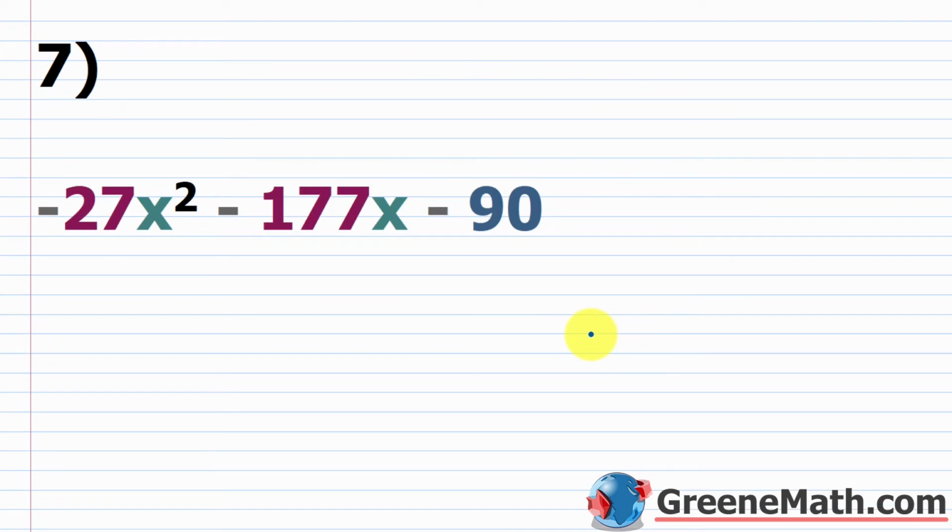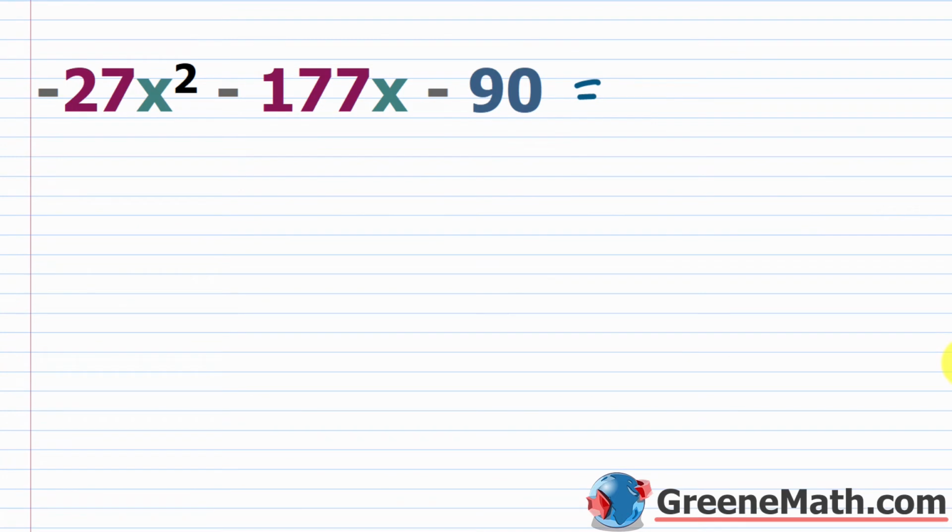All right, let's look at problem number 7. So we have negative 27x squared minus 177x minus 90. So again, I always want to think about pulling out the GCF, but I'm just going to give you an additional tip. If your leading coefficient, like in this case, it's negative 27, if it's a negative number, I always pull out a negative. Even if there's nothing else I can pull out, I just pull out a negative 1 so that the leading coefficient is positive. It just saves you a lot of trouble.